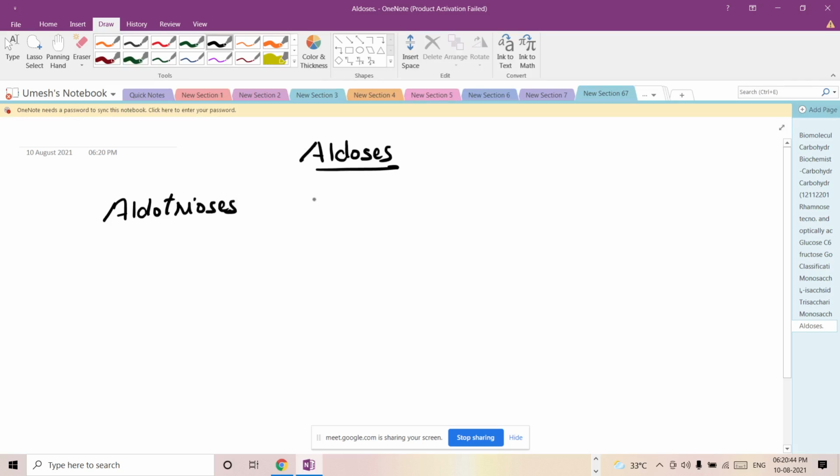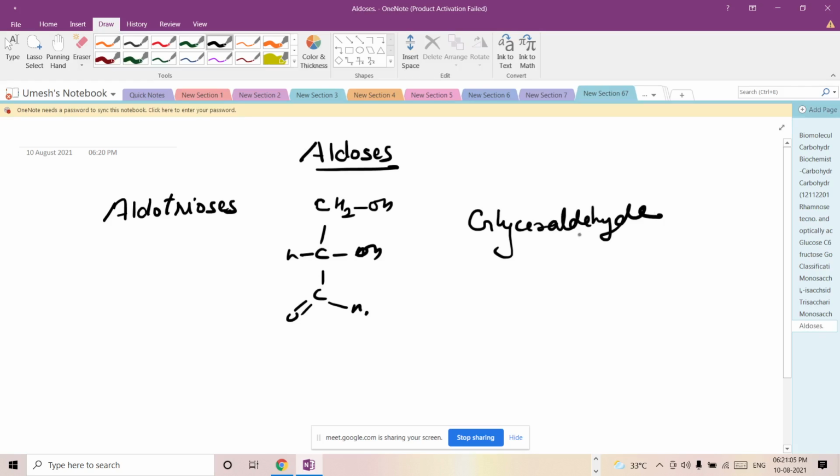If it is made up of a three carbon chain only, like this, CH2OH, CHOH, and CHO. Right? This is known as glyceraldehyde. And it has three carbon chains. So we call this an aldotriose. Aldotriose. Am I clear? Aldotriose. Ketotriose.